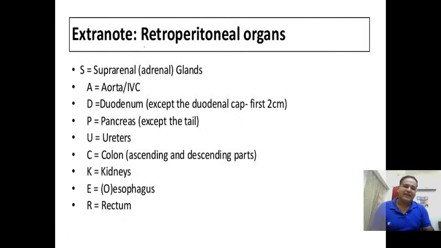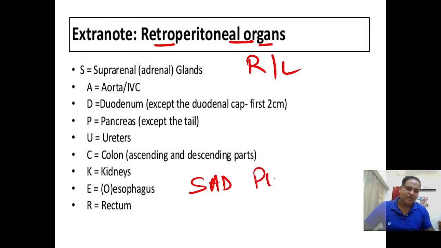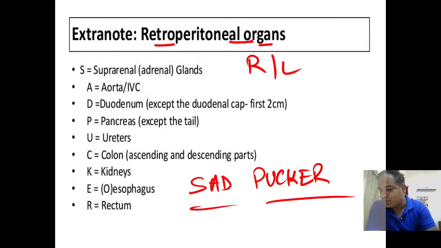Fine. So you see, kidneys, they are paired retroperitoneal organs. Paired, that means right kidney, left kidney. And this is a mnemonic, which you already read in anatomy classes. What is the mnemonic? The mnemonic is SAD PUCKER. That is the mnemonic.